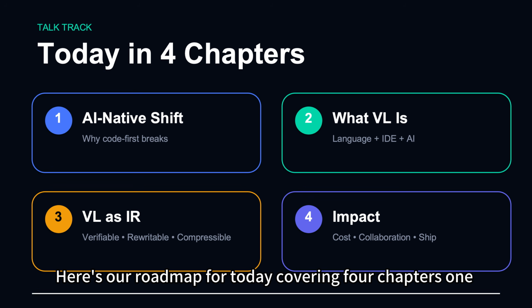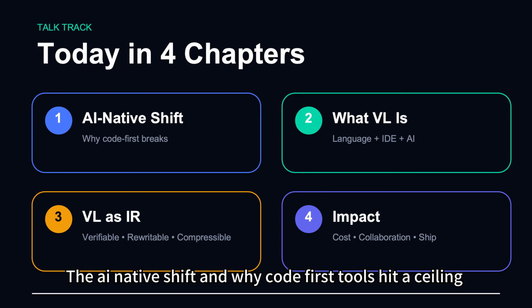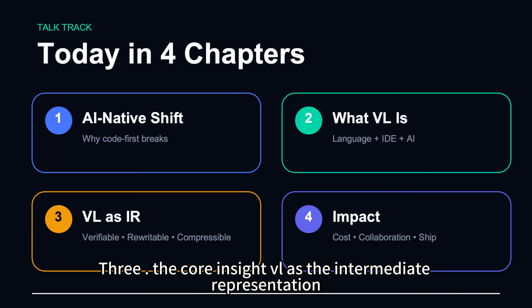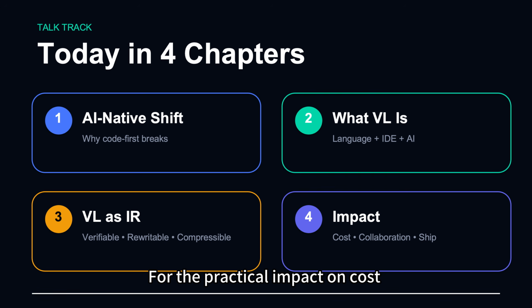Here's our roadmap for today, covering 4 chapters. 1. The AI native shift and why code-first tools hit a ceiling. 2. What VisualLogic actually is, language plus IDE plus AI designed as one system. 3. The core insight, VL as the intermediate representation. 4. The practical impact on cost, collaboration, and shipping speed.